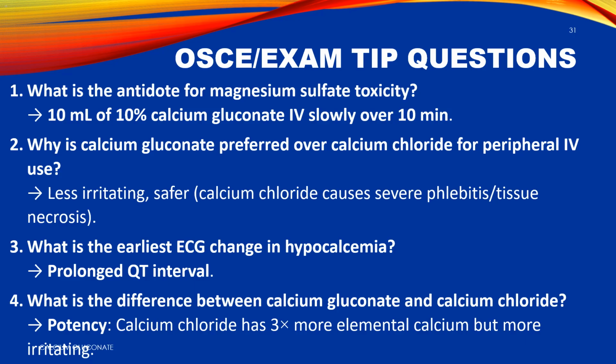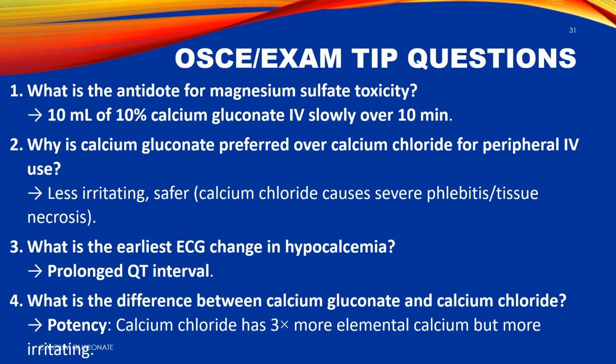2. Why is calcium gluconate preferred over calcium chloride for peripheral IV use? Calcium gluconate is less irritating and safer for peripheral IV use because calcium chloride can cause severe phlebitis and tissue necrosis if extravasation occurs. 3. What is the earliest ECG change in hypocalcemia? Prolonged QT interval. This is a key indicator of low calcium levels affecting the heart's electrical activity and can increase the risk of arrhythmias.